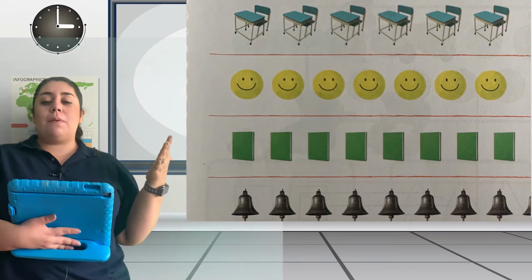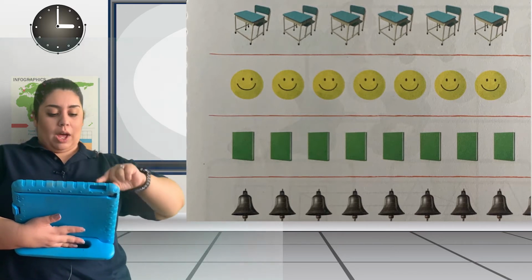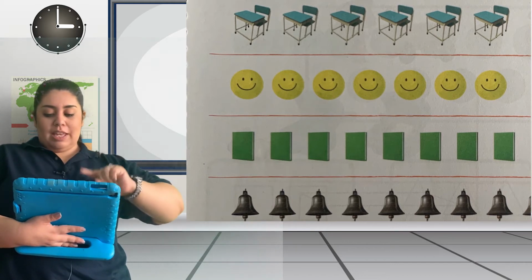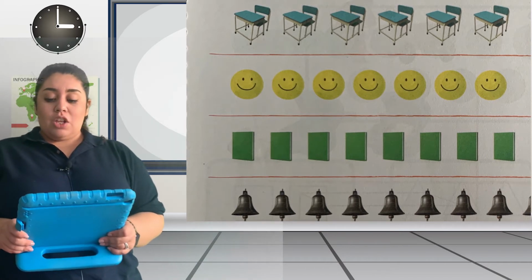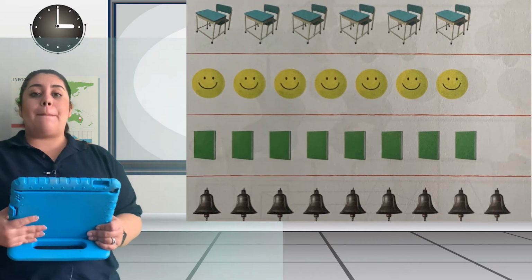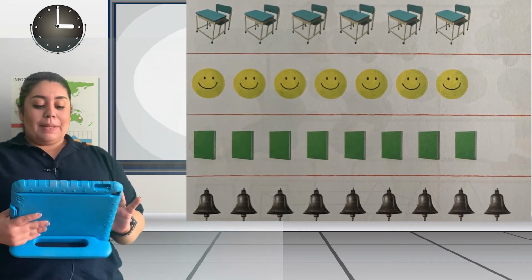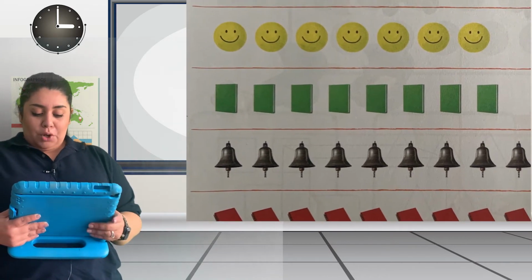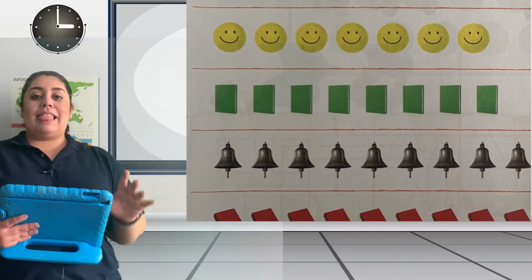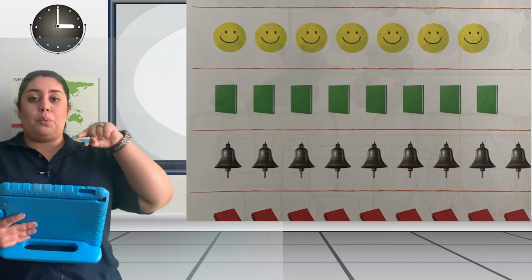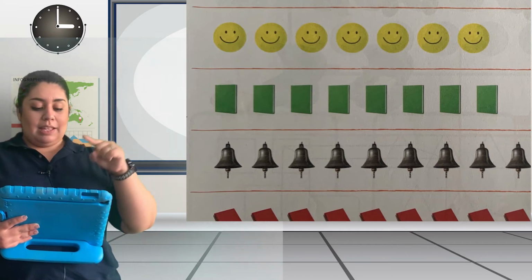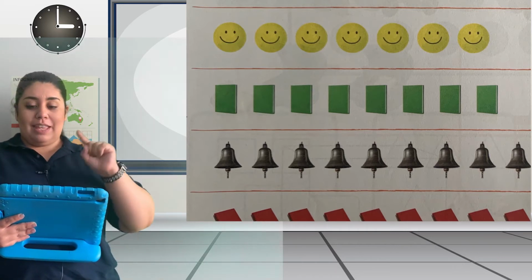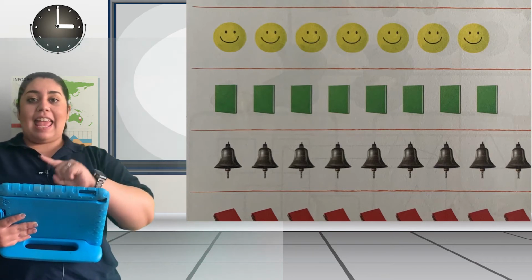Let's count just to make sure we have 7. 1, 2, 3, 4, 5, 6, 7. Yes, we have 7 happy faces. So let's do the trace of number 7. Below the happy faces, we have some books in color green. Let's count one by one by pointing with your finger. 1, 2, 3, 4, 5, 6, 7, 8.